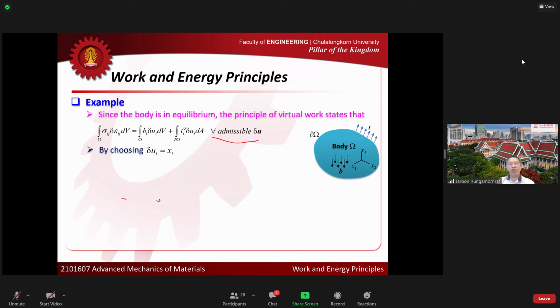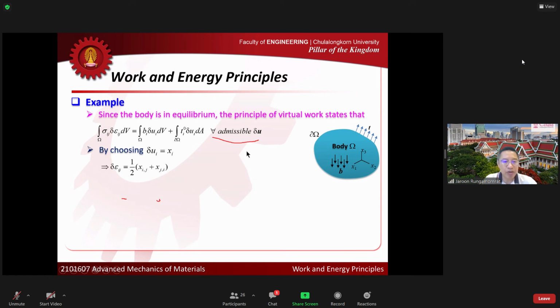Okay, I choose delta ui equal to xi. If you ask me why I choose delta ui equal to xi, it's because I look at the equation I want to prove, and it suggests that my appropriate choice should be xi. If I plug this back into this equation, it's satisfied again, because this one is admissible. This one is satisfied for every choice.